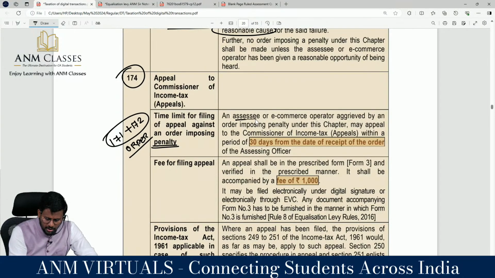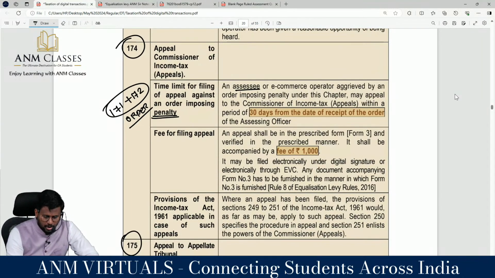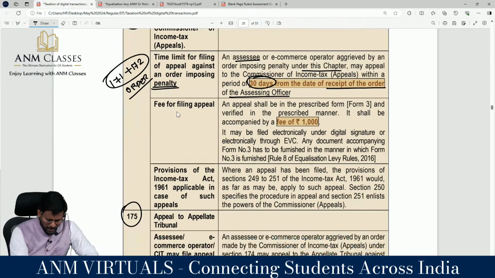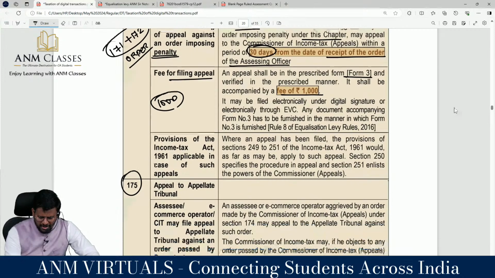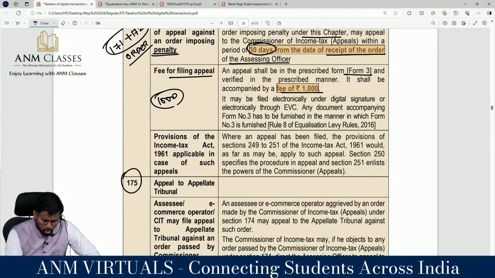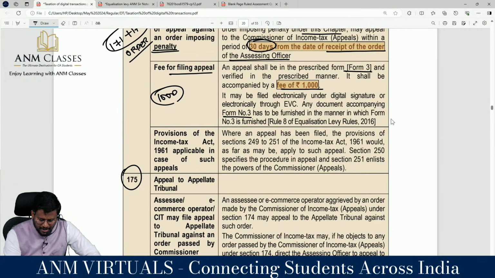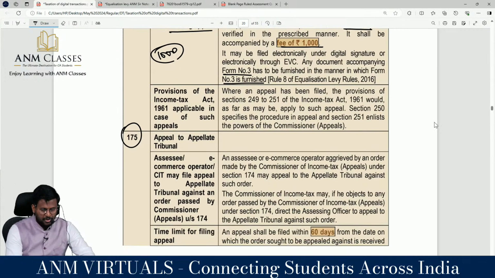An assessee or the e-commerce operator aggrieved by the order imposing penalty under this chapter may appeal to the Commissioner of Income Tax appeal within 30 days from the date of receipt of the order of the what? AO. What is the fee for filing appeal? An appeal shall be in the prescribed form, which is form number 3, and verified in the prescribed manner. It shall be accompanied by a fee of 1,000. So how much rupees is the fee? It may be filed electronically under digital signature or electronically through EVC. Any document accompanying form number 3 has to be furnished in the manner in which form number 3 is furnished.